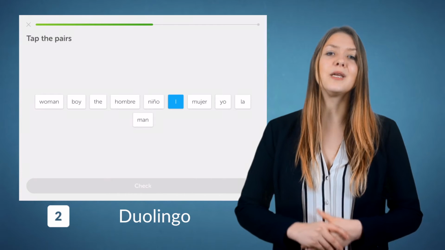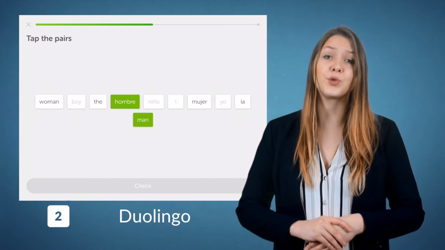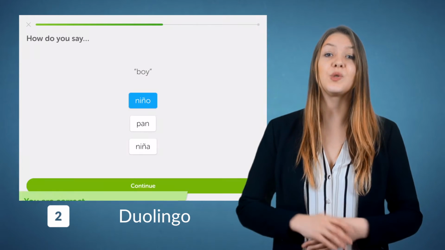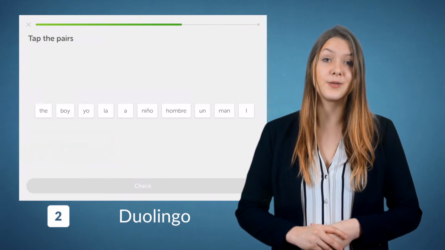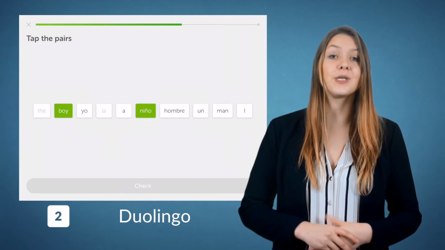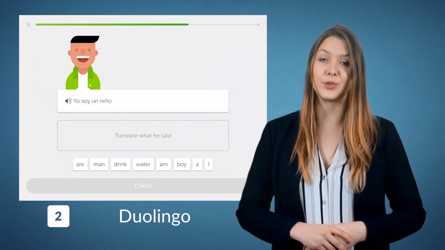You start by adding a daily learning goal from 5 up to 20 minutes a day. You can also indicate if you're a beginner or not. Duolingo teaches words and their translation and is very intuitive.